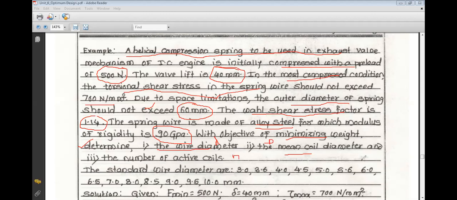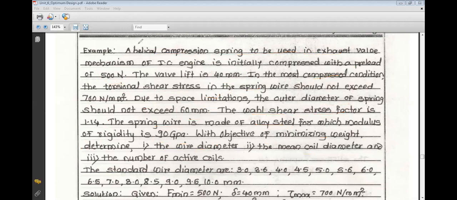The standard wire diameters given are 3, 3.6, 4, 4.5, 5, 5.6, 6, 6.5, 7, 8, 8.5, 9, 9.5, and 10. These diameters are all in mm. So what is the solution?